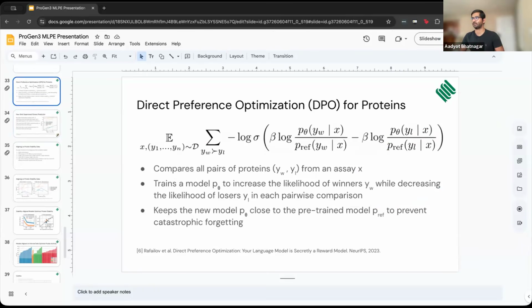Sorry, could you repeat the second question? I couldn't quite hear it. The second question is, have you compared your model generations with family-specific MSAs? In what way?